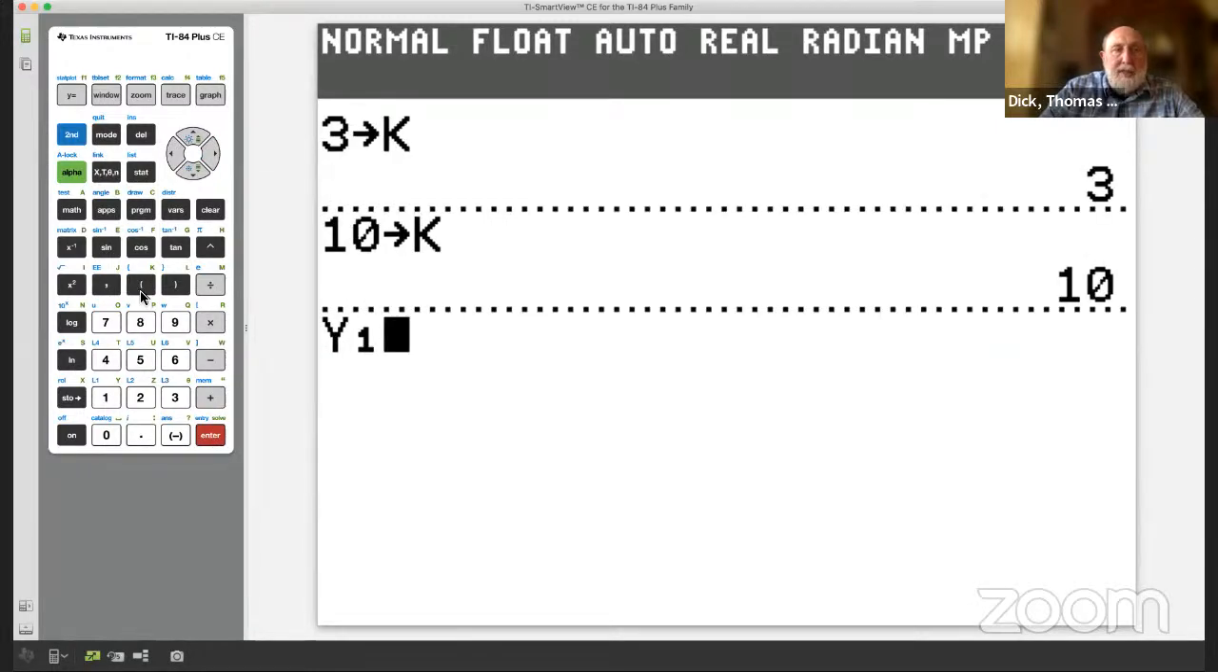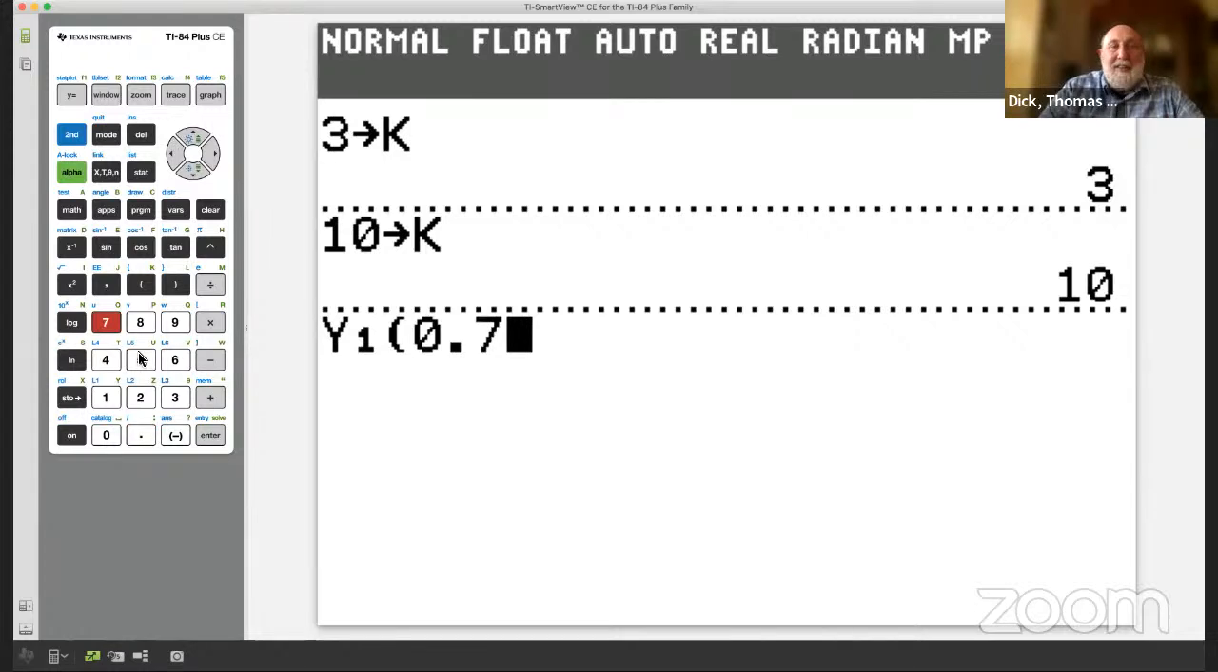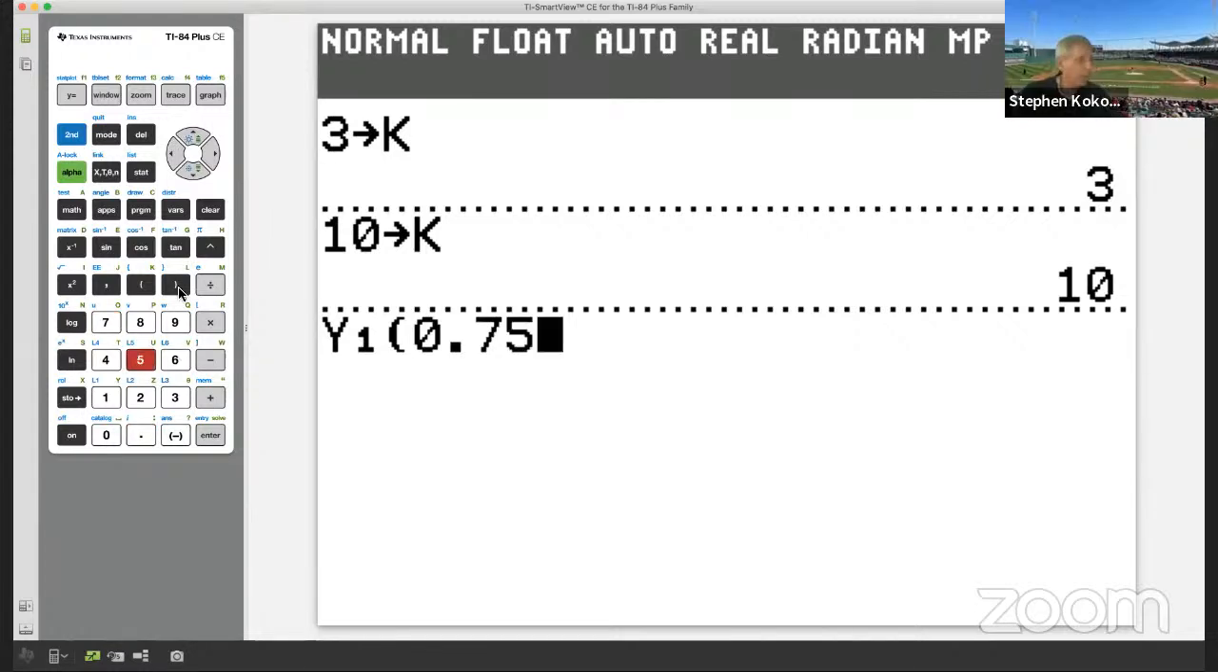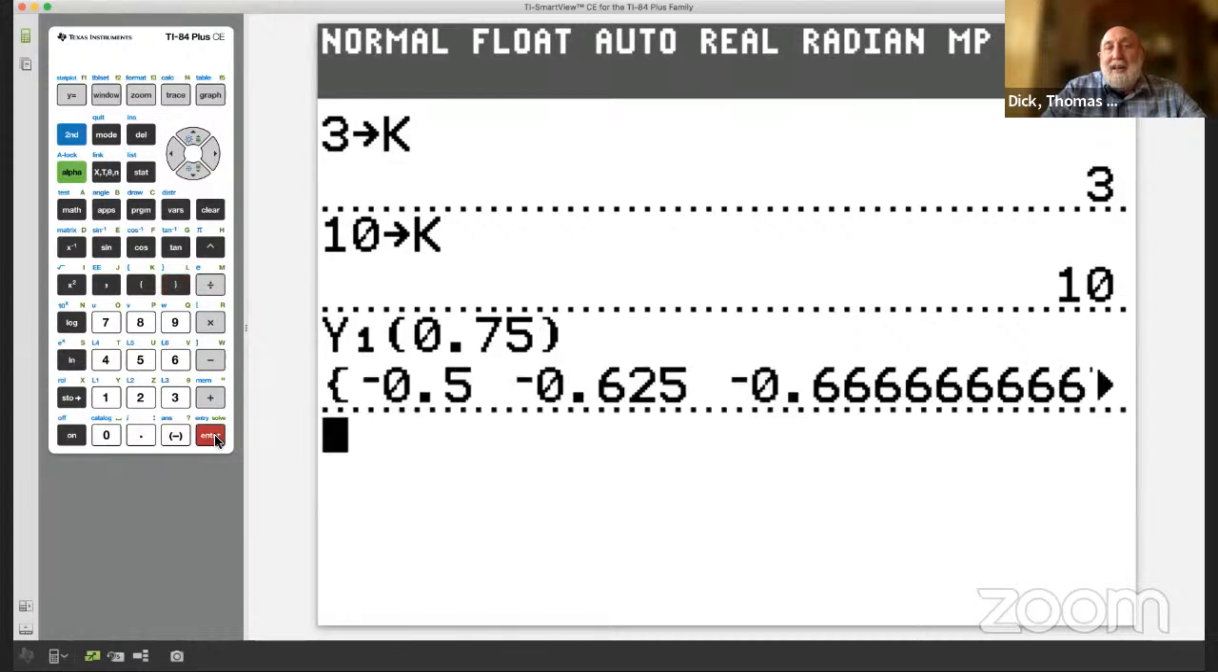of, see, Steve, I think you looked at 0.75, is that right? 3/4? Yes, that's correct. I think you actually evaluated at 3/4. That's correct, Tom. So if I evaluate Y1 of 0.75, it's actually the first 10 approximations to Y1 that I'll get out.